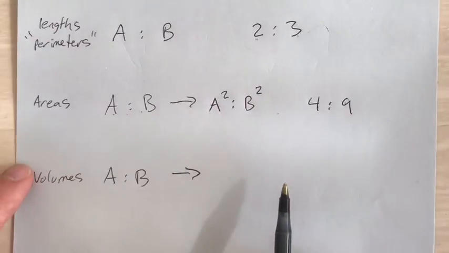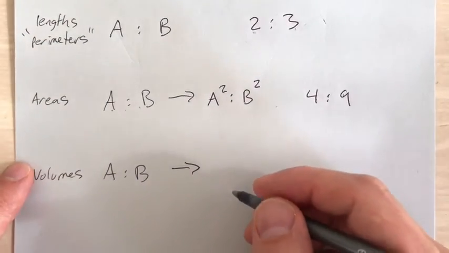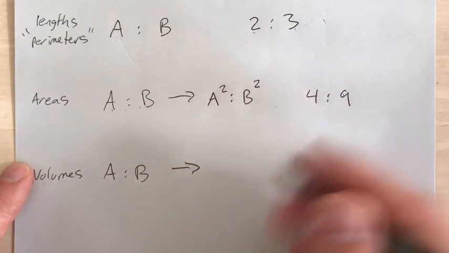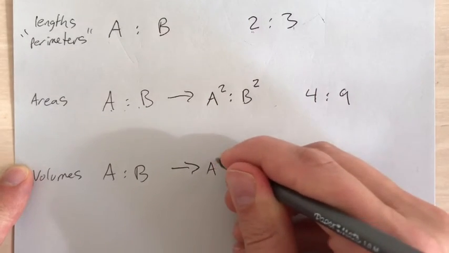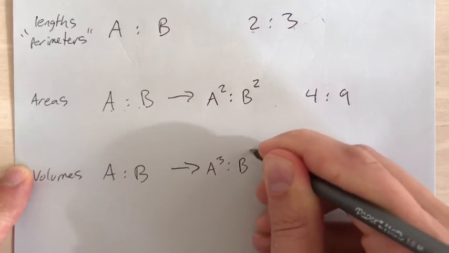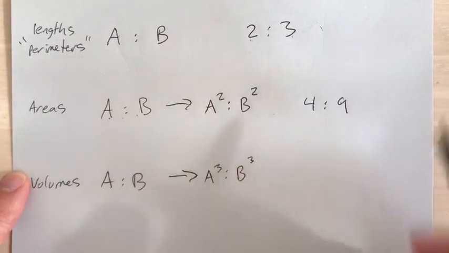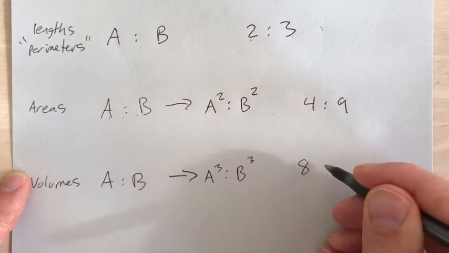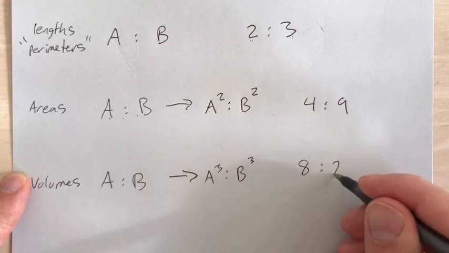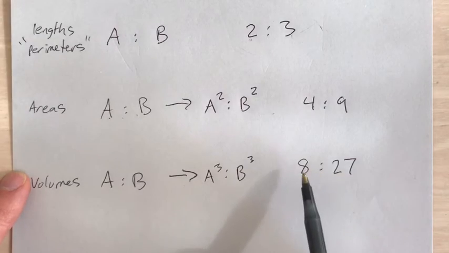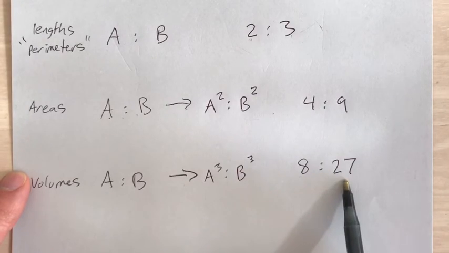And then lastly, volumes. Volumes is the cubes of the ratios of the length or perimeter. So A cubed to B cubed. In this case, for this example, each of these numbers cubed, 2 cubed would be 8, and then 3 cubed would be 27. So the ratio of the volumes would be 8 to 27.